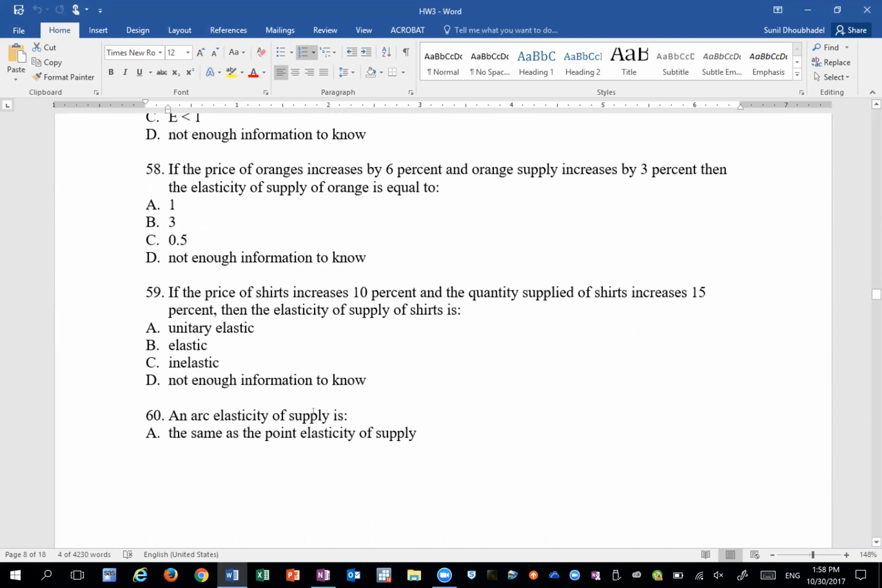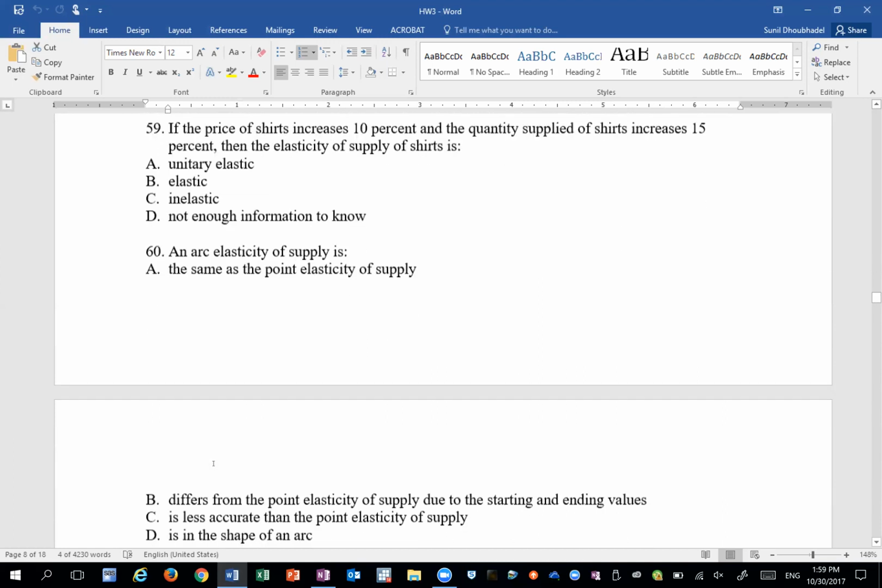If the price of shirts increases 10% and quantity supplied of shirts increases 15%, then the elasticity of supply of shirts is unitary elastic, elastic, inelastic, not enough information to know. Price increases 10%, quantity supplied increases 15%. Would this be elastic, inelastic, unitary elastic? Elastic, because it is greater than 1, right? Basically, a relatively larger change.